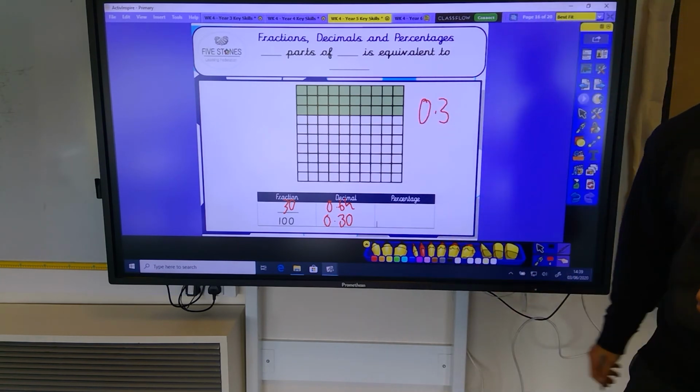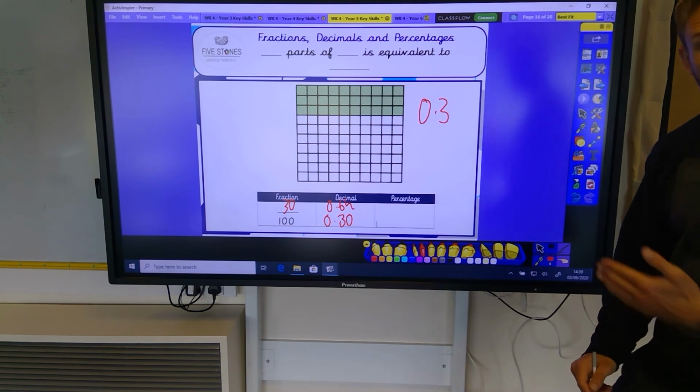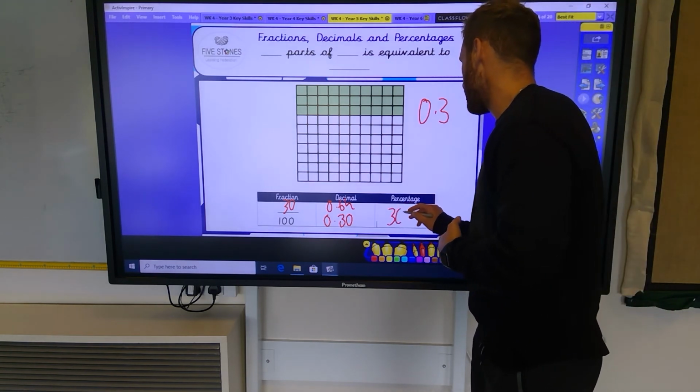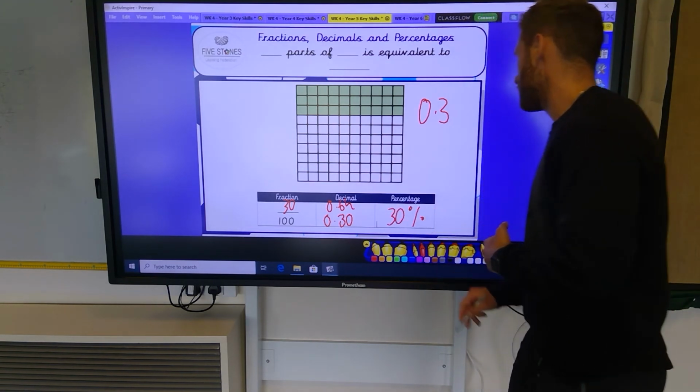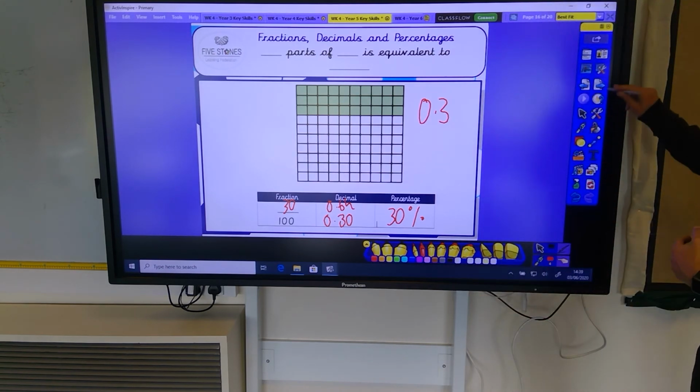And finally, percentage, how do we write percentage? If it's 30 of the 100, it's very, very simple. It's 30%. Well done if you managed to get that.